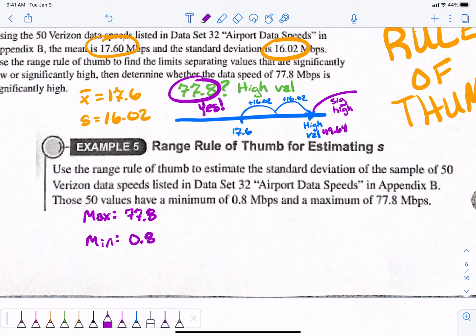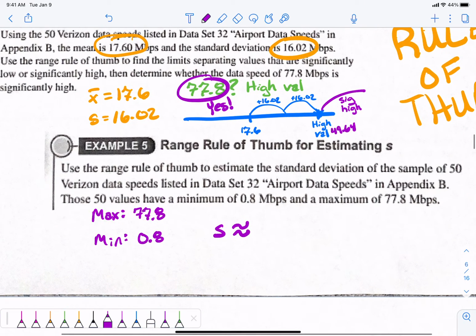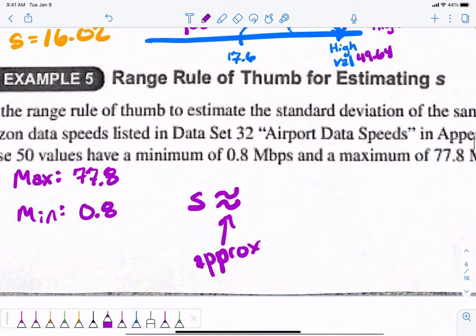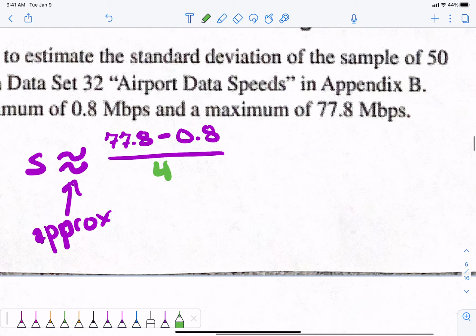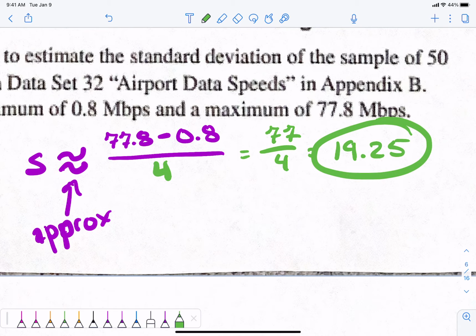Standard deviation, the range rule of thumb says the standard deviation, what does this little symbol mean? They used it above. What does this thing mean? Approximately or about. Okay, so it's just an approximation. It's not exactly the standard deviation. Okay, standard deviation is approximately that amount. We would take 77.8 minus 0.8 and we divide by 4. We always divide by 4, right? Okay, so that's 77 divided by 4, which is something. What's the standard deviation approximately? 19.25. They said that the actual standard deviation was what?